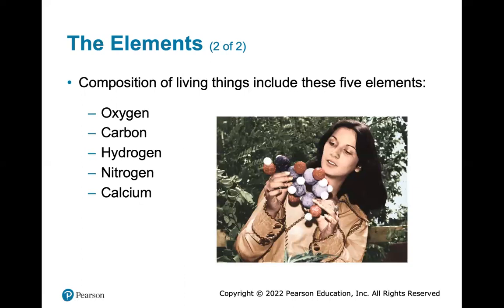The composition of living things includes these five elements: oxygen, carbon, hydrogen, nitrogen, and calcium. So those are the five elements that make up the composition of living things.